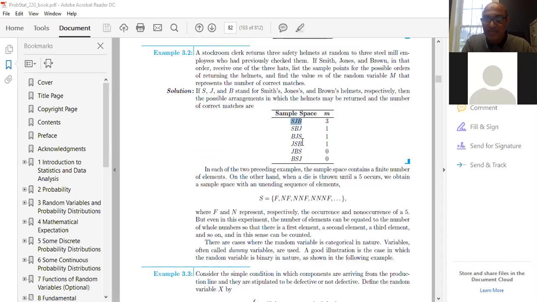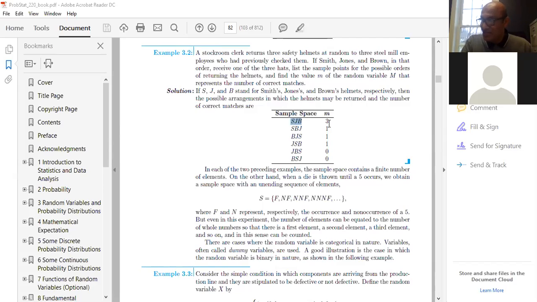So it is 2 by 6. How many ones are there? 1, 1, and 1. So 3 ones are there. So the total probability for this one is 3 divided by 6, which is 1 by 2. SJB, how many outcomes are there? Just 1, so it is 1 by 6. So here it is 2 by 6 because 2 zeros are there, 3 by 6 because 3 ones are there, and just 1 times 3 is there, so 1 by 6.